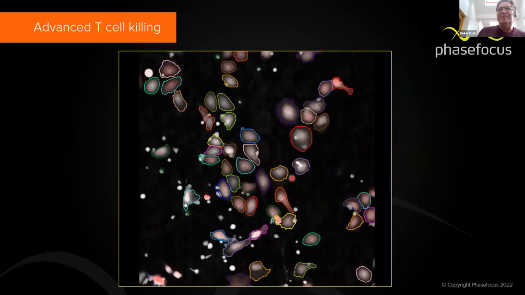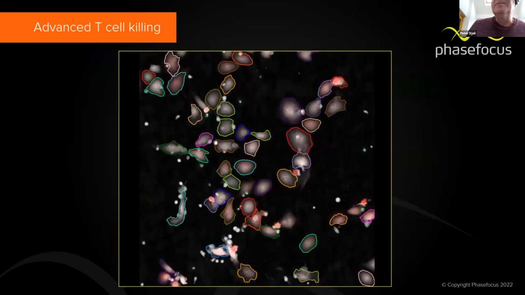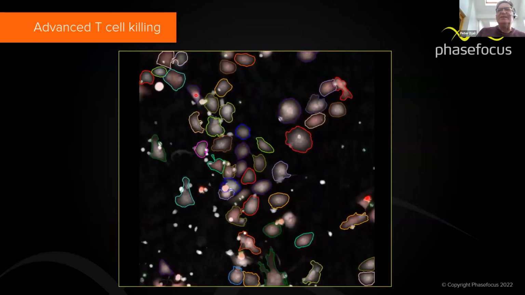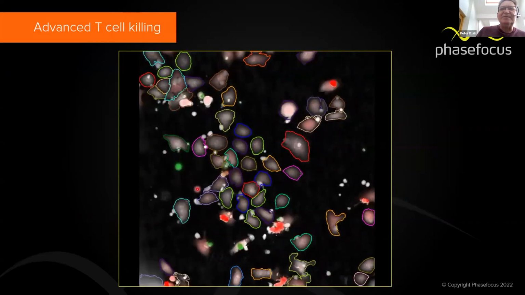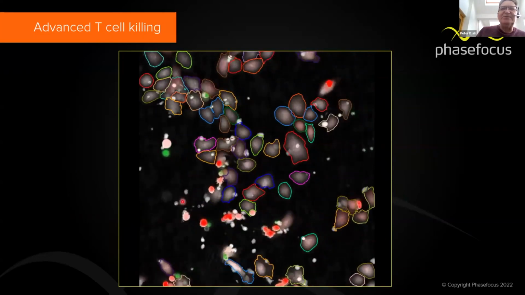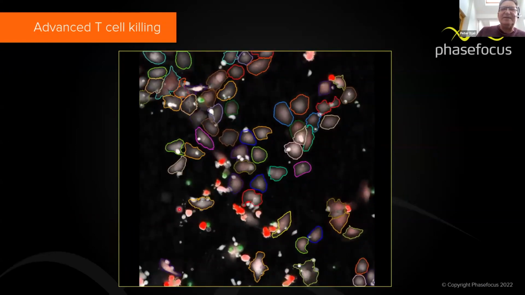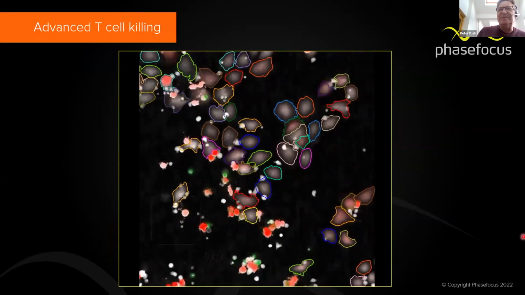Here's a typical movie of what's going on. The T cells are the small white dots, and here you can see the segmented target cells. The beauty of segmenting the target cells is you can see when T cells touch them, overlap them, and in this case, one curled up and died.